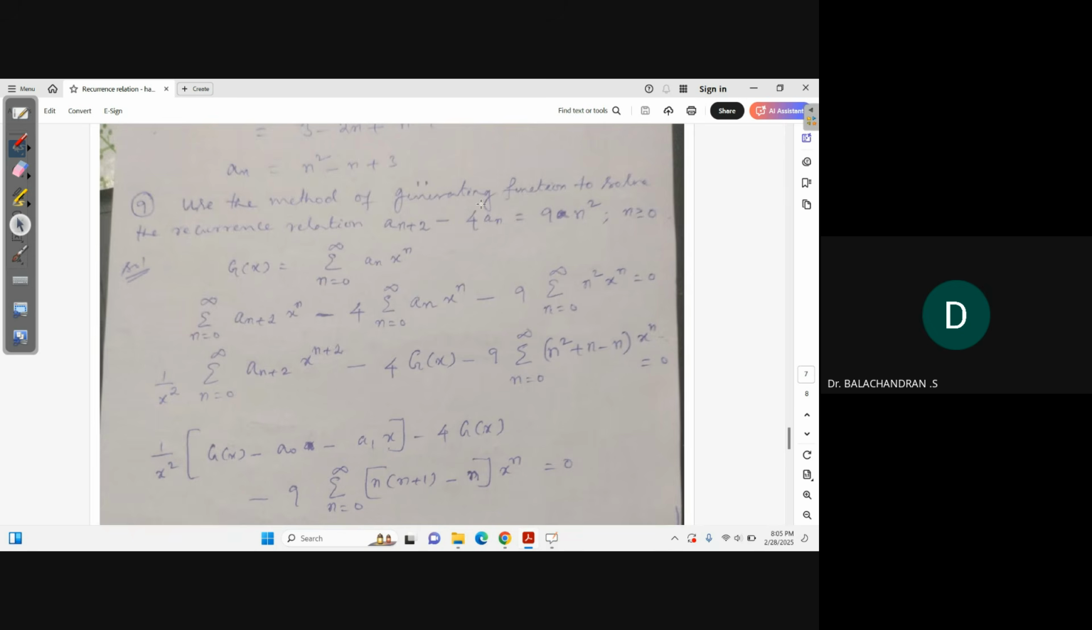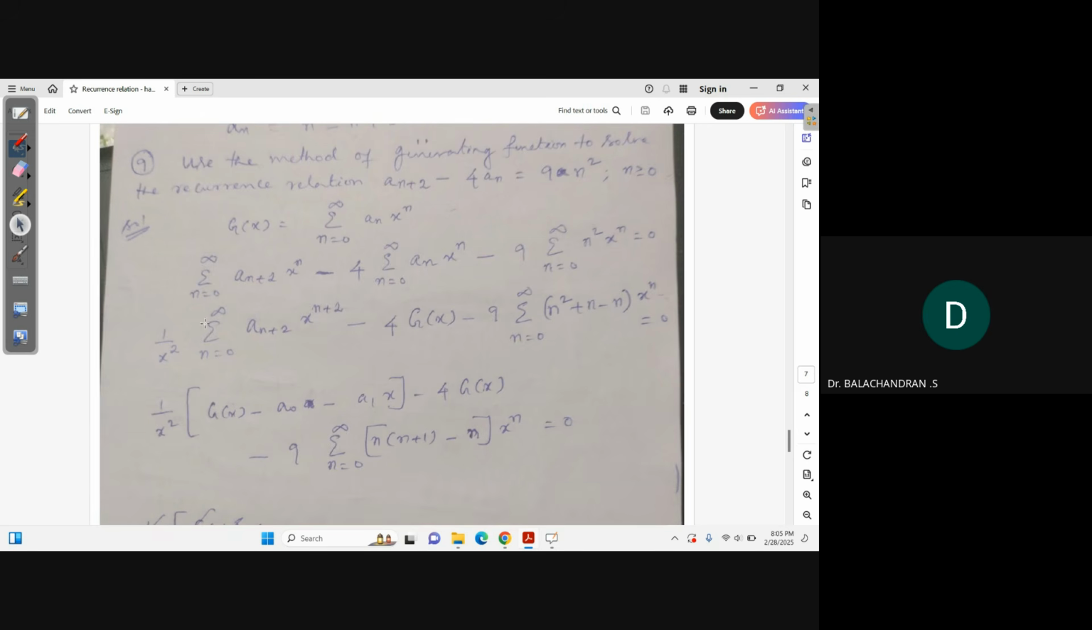Use the method of generating function to solve the recurrence relation a(n+2) minus 4 a(n) equals 9n squared, where n is greater than or equal to 0. So g of x is the generating function, the summation n equals 0 to infinity of a_n x^n. Now multiply throughout this equation by x^n and take the summation n equal to 0 to infinity. That is the first step.